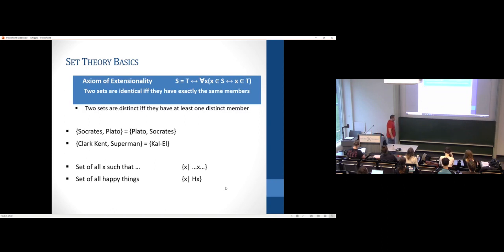Now, importantly, using membership, we can individuate sets. So we will say that two sets, S and T, are identical if and only if they have all and only the same members. So I've written it out in FOL. This tells us that two sets are identical if and only if everything that's a member of S is also a member of T, and vice versa.